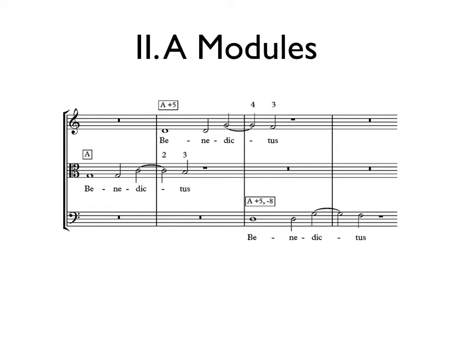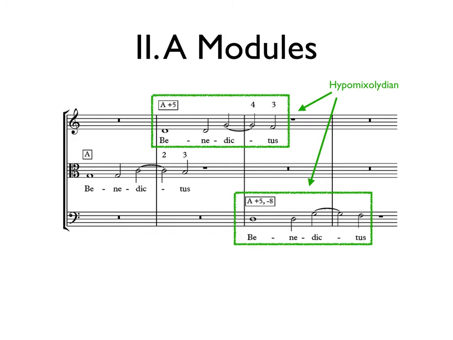So you'll note that since I started in Mixolydian mode on A, the next entry comes a fifth above, in the plagal mode, the hypomixolydian, and then the other one comes in a fifth above, but an octave below, also in the hypomixolydian. So both of these are in hypomixolydian, while the middle voice is in mixolydian, as it should be.